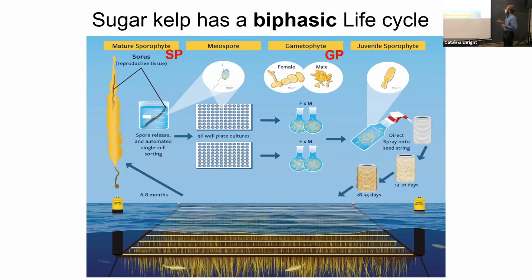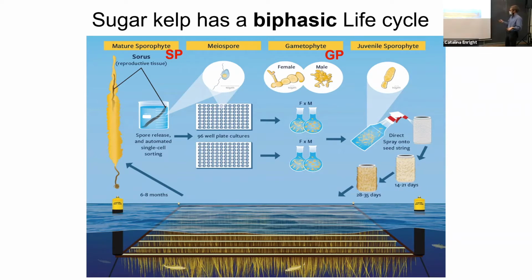So the male produces a sperm cell that goes and fertilizes the ovum in the female. You get juvenile sporophytes, you spray those onto string, you wrap the string around ropes that are in these arrays that are offshore. And now you again have a diploid, and you can measure its growth and so on. You can evaluate the value of this diploid for whatever purpose, food, bioenergy, and so on.